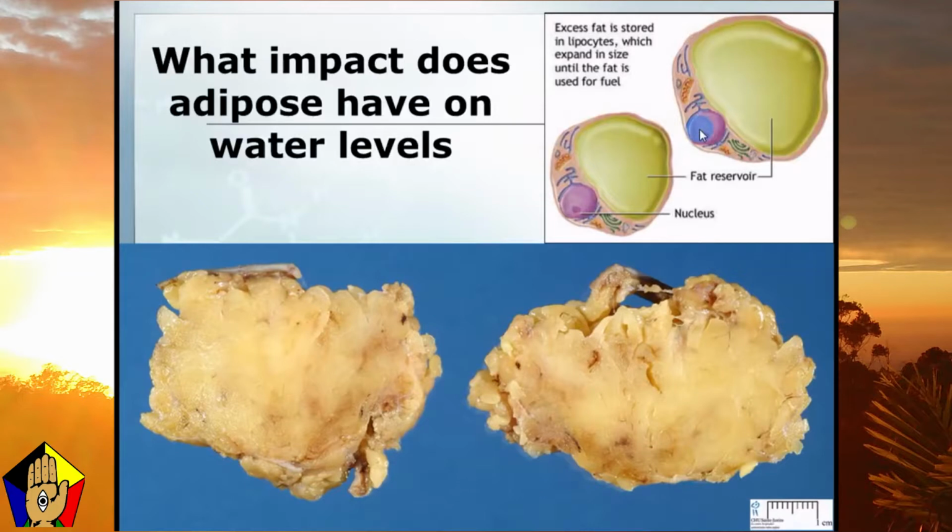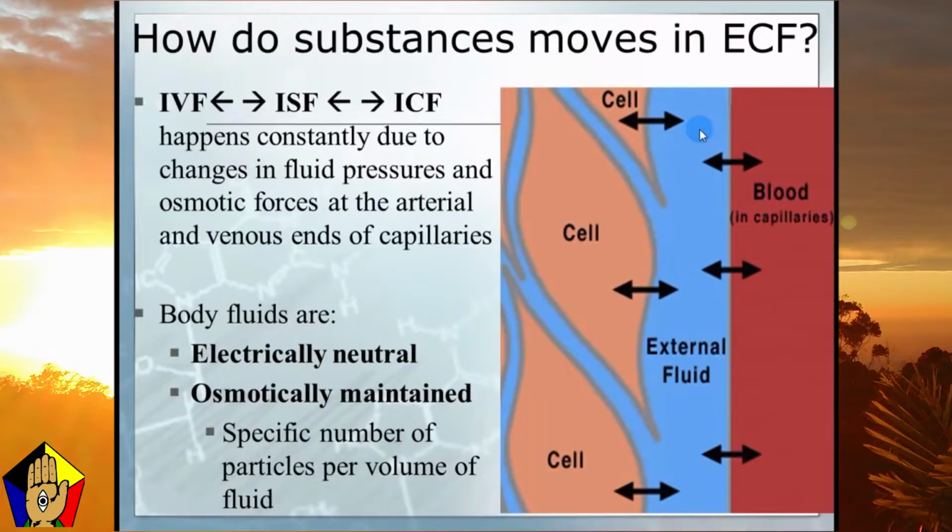So there's a huge difference when you're looking at the body composition of somebody that has more adipose tissue on them versus somebody that has more lean tissue like muscle mass. Those muscles like to hold water. But you have to remember that people with more fat get dehydrated a lot easier because the fat displaces water. So how do substances move between those compartments? You've got the blood, which remember is intravascular fluid. You've got the cell, which is the intracellular fluid.